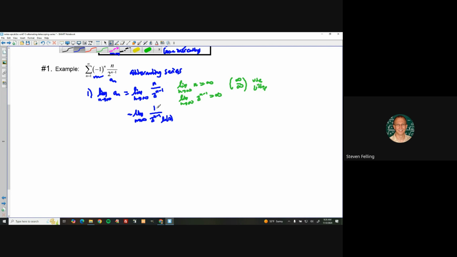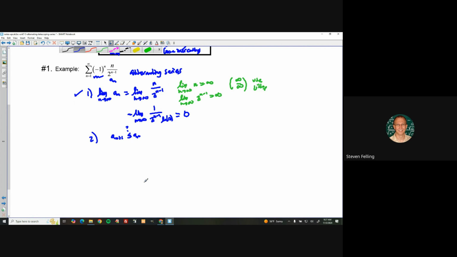Right, so now this is a constant over something that's going to infinity. So that is in fact equal to 0, and that means the first requirement for the alternating series test to converge is met. The second thing is we have to show that a_(n+1) is less than or equal to a_n. So I write it this way with a question mark.